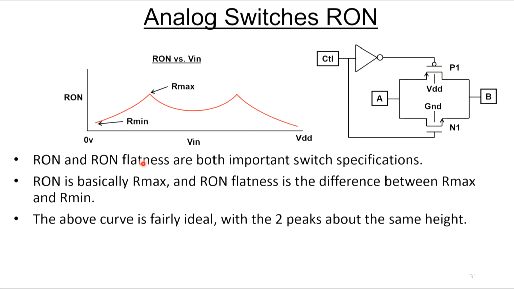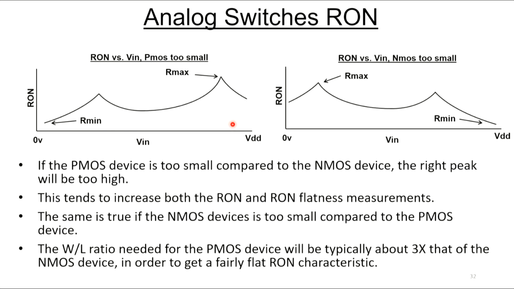R on and R on flatness are both important switch specifications. R on is pretty much R max. The R on flatness curve is kind of an important specification for switches. Basically, for R on, you have a maximum and you have a difference between R max and R min. This curve we show here is fairly ideal because the peaks are matched. Sometimes you'll see curves that look like this, where one of the peaks is higher than the other peak.